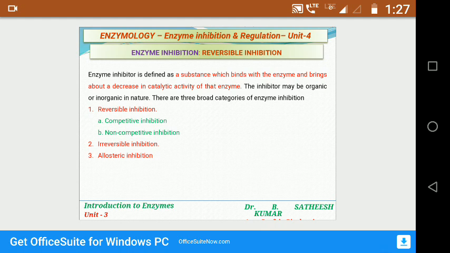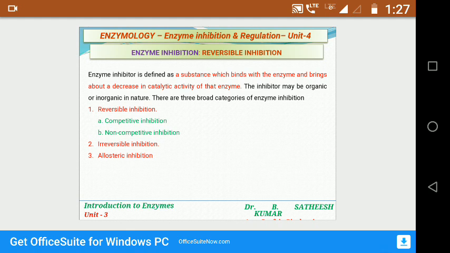So we can get the active enzyme from the inhibited state. If the substrate concentration is more, the enzyme will be active. If the inhibitor concentration is more, the enzyme will be inhibited. In that way, we can get active enzyme from the inhibited form also. That is why we call this kind of inhibition a reversible inhibition.